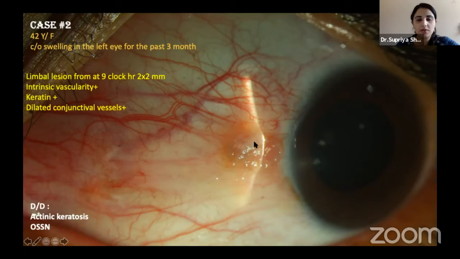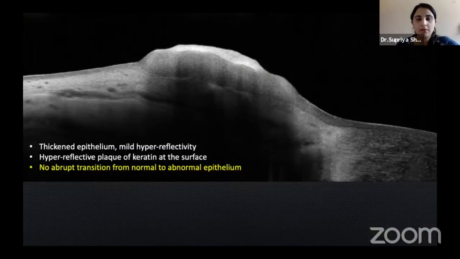And there was a lesion which had intrinsic vascularity, presence of keratin, and dilated conjunctival vessels. The same differentials were also considered in this case. But looking through the AS-OCT scan, as we see here, there was thickening of the epithelium with mild hyperreflectivity.